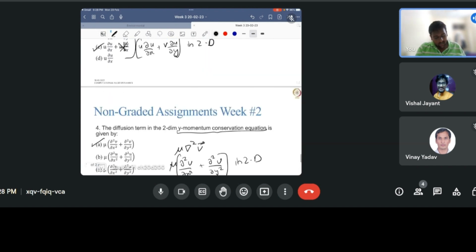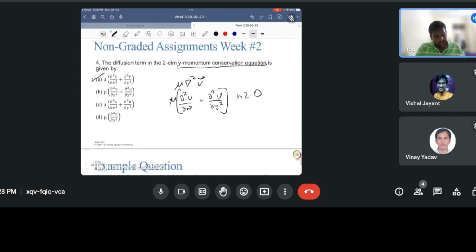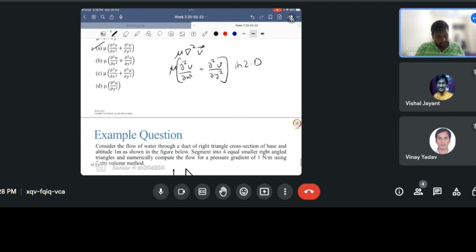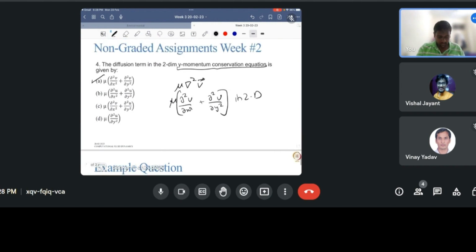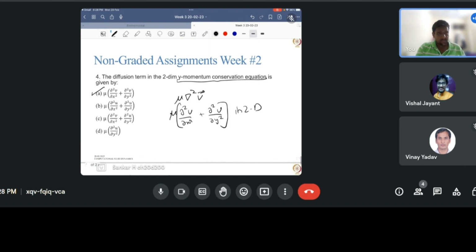Basically, all these equations come from the Navier-Stokes equation, and if we are able to simplify it, we'll be able to get these terms from that. Okay, if any of you who have joined the call now have any doubts, please let me know. I can discuss the questions once again.